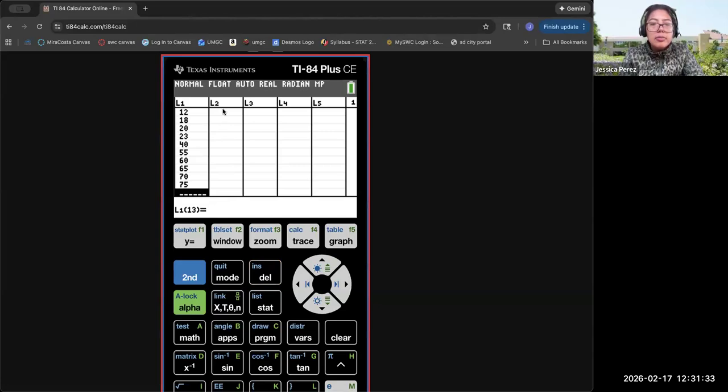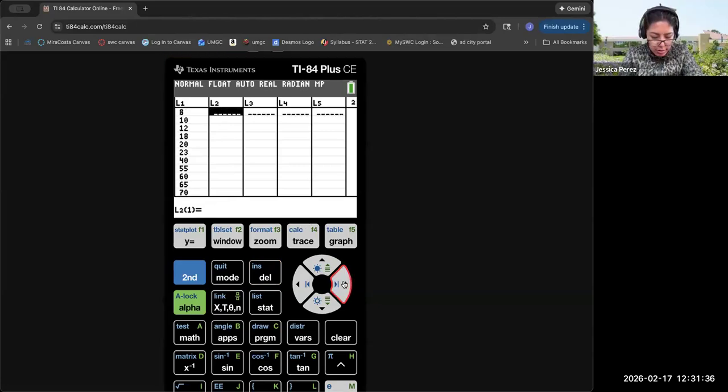Now I'm going to go to L2. I'm going to move my cursor to L2. Then I'm going to put the other entries: 5, 10. See how I have to go up again? Put 10, enter. And then 13, enter. 23, enter. 30, enter. 36, enter. 40, enter. 40, 35, 35, 30, 20. That's L2.